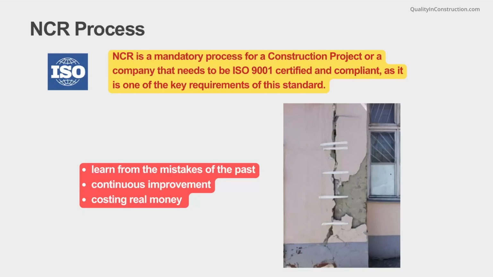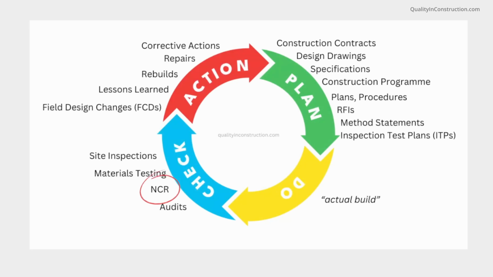NCRs are extremely valuable tools in the construction industry because they are the main tools to learn from the mistakes of the past, and they are also the main vehicles towards the continuous improvement target of an ISO 9001 certified organization or a company. The construction industry has a very bad reputation for repeating the same mistakes without really caring that much. That wouldn't actually be a problem if it was not costing real money that can literally bring a construction company and a project to its complete closure and shut down, so it is extremely important for a construction project to learn from previous mishaps and failures.